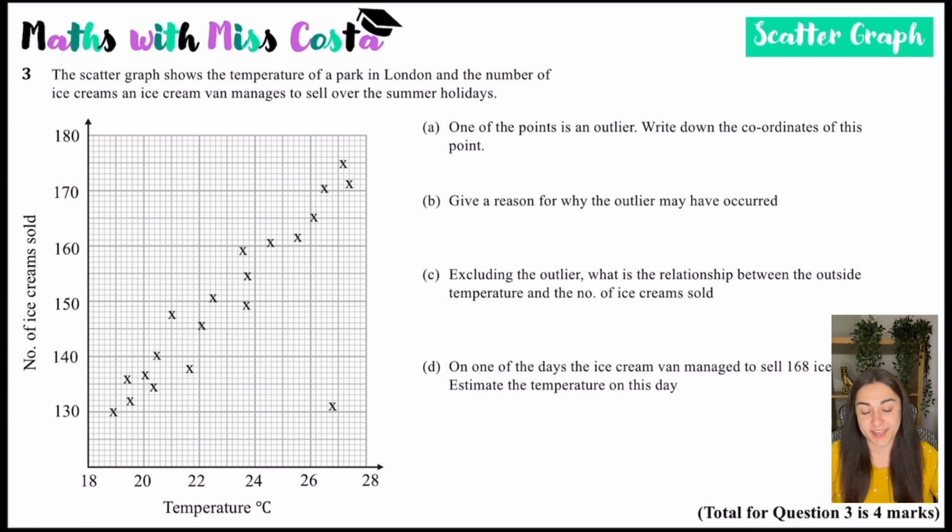So here I've got a scatter graph. I'm told that the scatter graph shows the temperature of a park in London and the number of ice creams an ice cream van manages to sell over the summer holidays. First question says that one of the points is an outlier, and I need to write down the coordinates of this point. So an outlier is literally, you're going to get all of your coordinates that roughly follow the same trend. So they're all going in the same kind of direction, they form a pattern. And then the outlier is the odd one out.